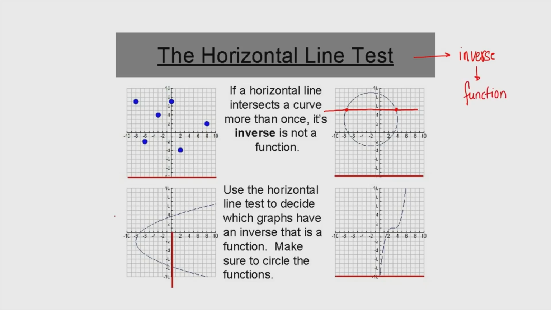For example, now if you draw horizontal lines here, you will notice that our graph is cut at only one point. Therefore, this passes the horizontal line test. Therefore, the inverse of this graph will be a function. That means it will follow the vertical line test. Now this is about the vertical line test and the horizontal line test. The vertical line test is for finding out whether a graph is a function or not. The horizontal line test is to identify whether the inverse is a function or not.